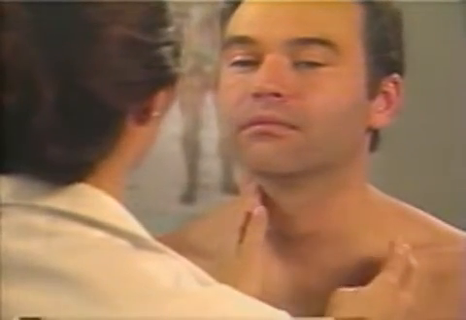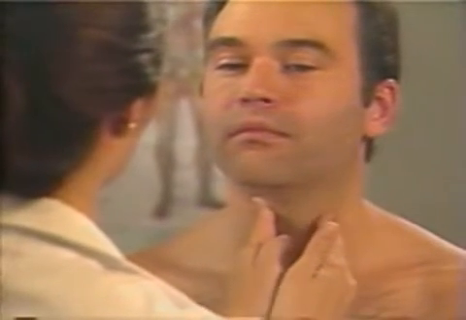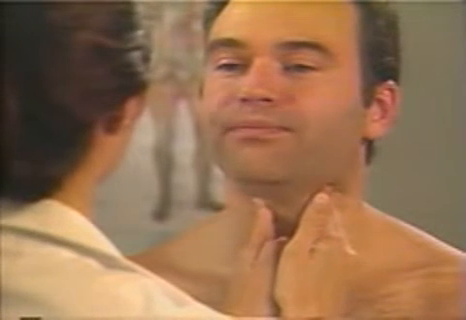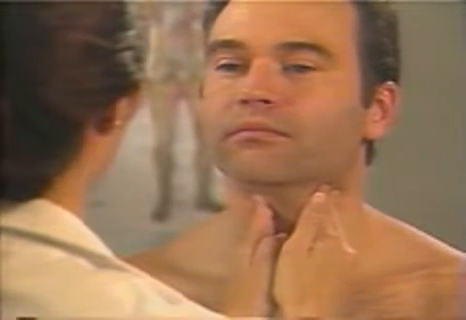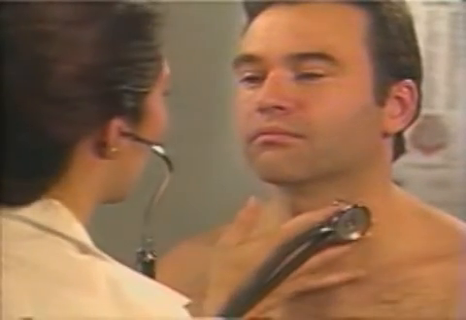Using the fingers of your left hand, push the thyroid gland to the right. Curve the fingers of your right hand between the trachea and the sternocleidomastoid muscle and have the patient swallow. And swallow again. Normally, you'll feel the thyroid move up and down as the patient swallows. If the thyroid feels enlarged, auscultate it for bruits with the bell of your stethoscope.